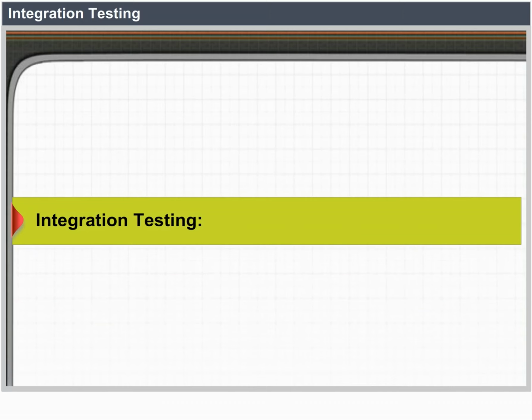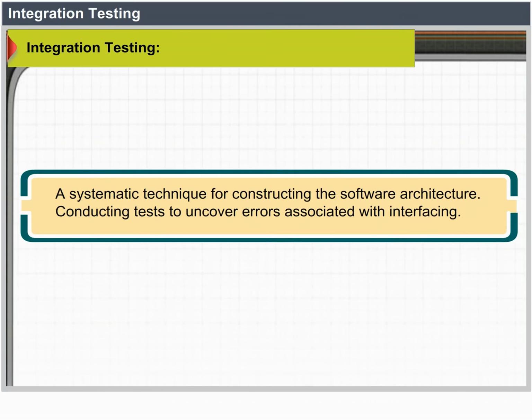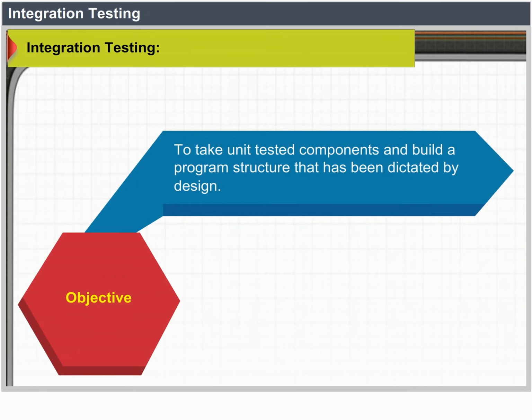Integration testing. A systematic technique for constructing the software architecture while conducting tests to uncover errors associated with interfacing. Objective: to take unit-tested components and build a program structure that has been dictated by design.